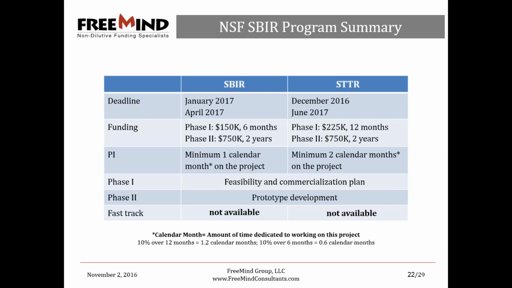Basically, the point here is a comparison of the SBIRs and STTRs. So going back April and January, phase 1, the main difference would be the 6-month period in contrast to the 12-month period. In terms of the PI within SBIR, there's a minimum 1 calendar month requirement to devote to the project, and in STTR it's 2 months, but it is important to note, and you can see at the bottom, you have to factor in the percentage. So as an example, 10% of PI's time over 12 months is considered 1.2 calendar months, and 10% over 6 months would be 0.6 calendar months.